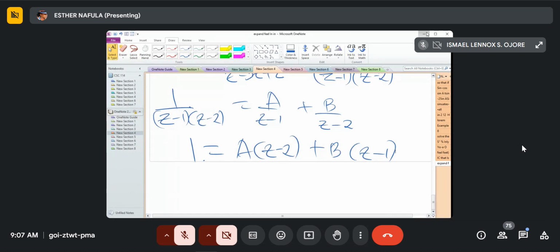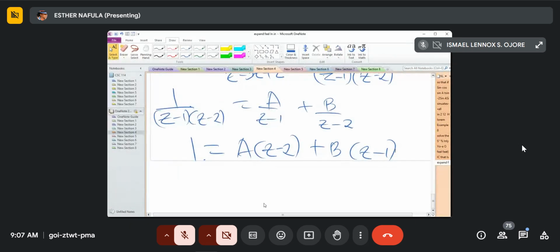Just a minute, I'm trying to work on my screen. It's glitching on my end. Oh yeah, okay, there we go.